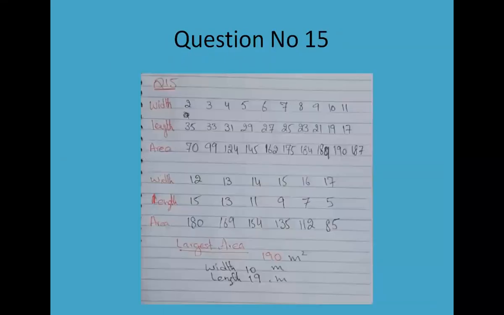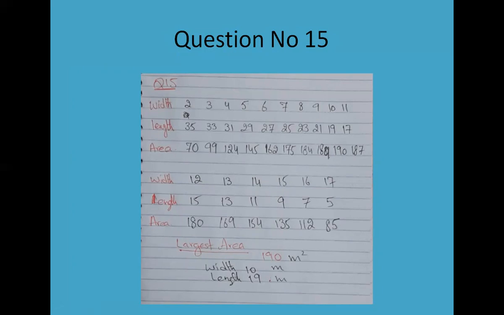So here we go. You can see if the width is 2, there will be 2 on one side, 2 on the other side. So it will be 4 panels, and a total of 39 panels are available. So 39 minus 4 is 35. To find the area, 2 multiplied by 35 will be 70.